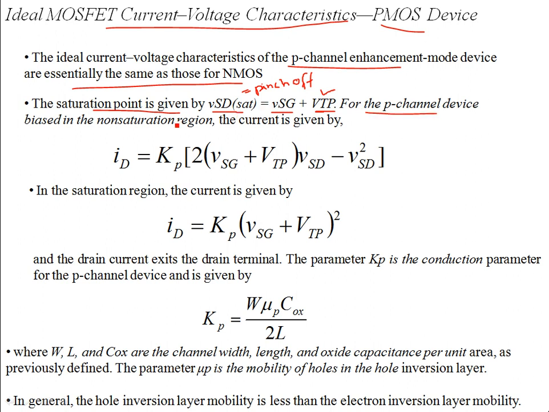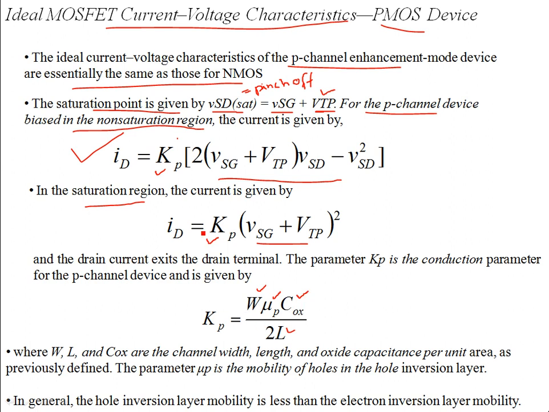For the P-channel device biased in the non-saturation region, which is the triode region, the current is given as follows. This is the linear region in which you can use the device as an amplifier. Similarly, in the saturation region, there are very similar expressions to what we had earlier for NMOS devices. If you recall, in these expressions you have a conduction parameter Kp, very similar to what we had earlier for Kn. Kp is also defined in terms of the MOSFET width and length geometrical parameters, the hole mobility, and the device oxide capacitance per unit area.